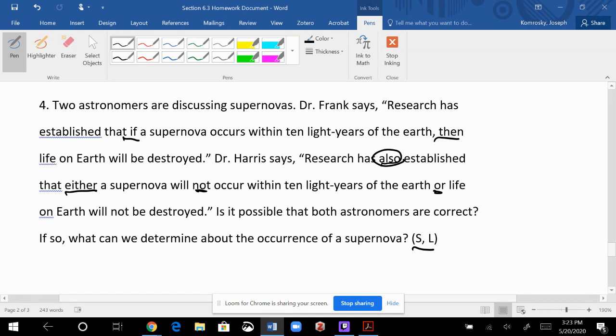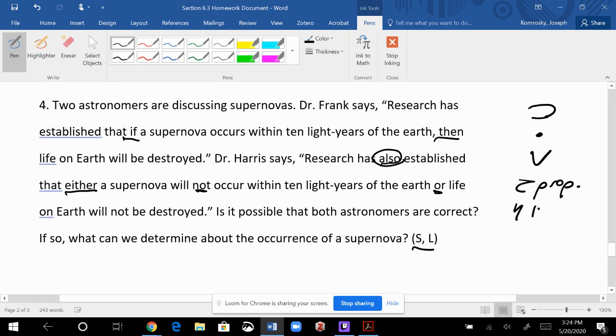We have an if-then, so we know we're going to have a horseshoe, right? We have "also." What's "also"? It's connecting two statements into one bigger statement. And for the word "also," go up to page 336 and you'll find out that "also" is a conjunction. We'll translate that as a conjunction. And then down here we have an either-or. So those are our three logical operators, right? And then we know we have an S and an L, so we got two propositions.